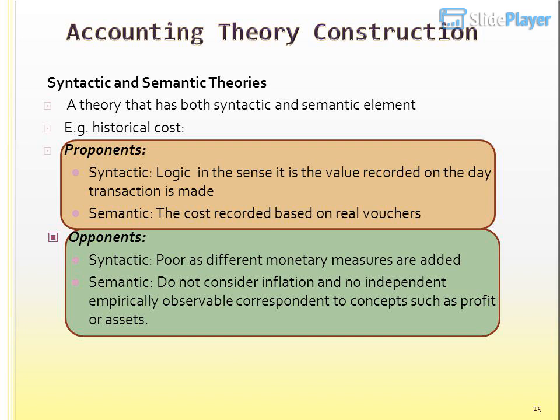Accounting theory construction. Syntactic and semantic theories: a theory that has both syntactic and semantic elements, for example historical cost. Proponents: syntactic, logical in the sense that it is the value recorded on the day the transaction is made; semantic, the cost is recorded based on real vouchers. Opponents: syntactic, poor as different monetary measures are added; semantic, does not consider inflation and has no independent empirically observable correspondent to concepts such as profit or assets.